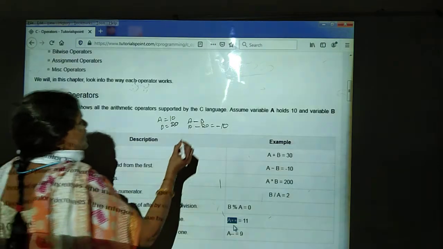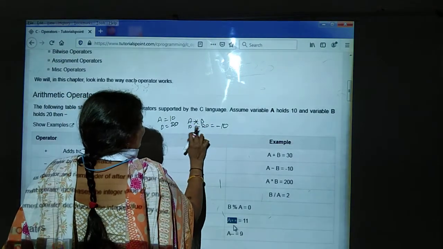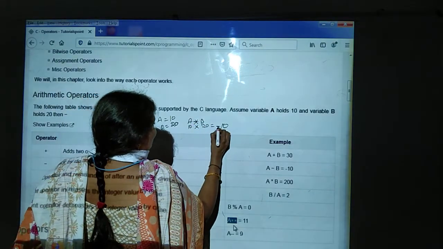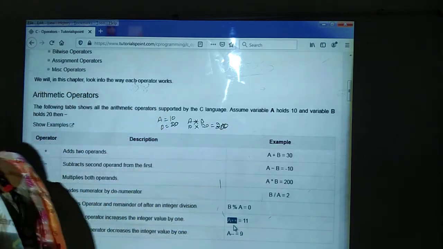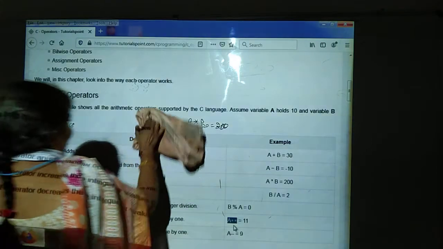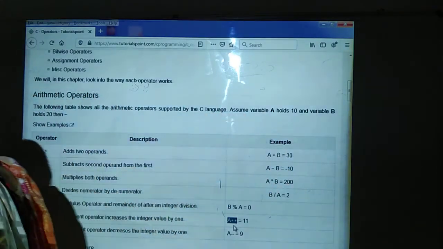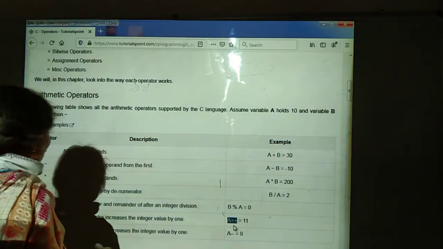Asterisk symbol. By using the asterisk symbol, we are going to be performing the product of the two numbers. Then we are going to be getting the result 200, like that. This is the way of performing the operation. Already you know, these are simple mathematical calculations.